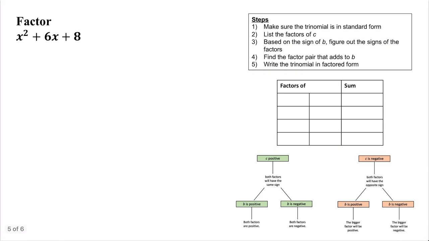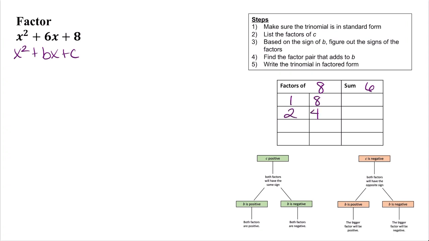So let's look at this example. Let's factor x squared plus 6x plus 8. This is in standard form. We have x squared plus bx plus c. So we need to find the factors of 8 that are going to add to 6. I'm going to start off by listing out the factors of 8. The factors of 8 are 1 and 8, and 2 and 4.